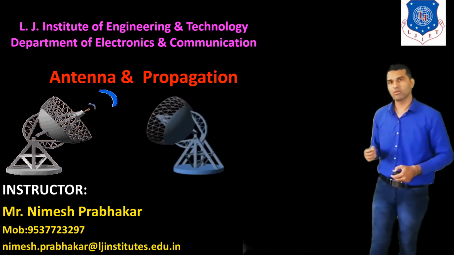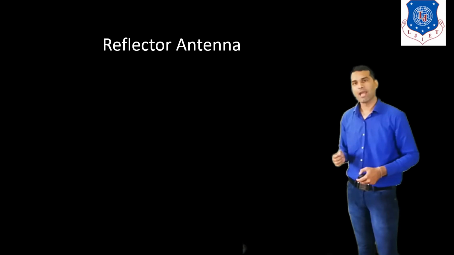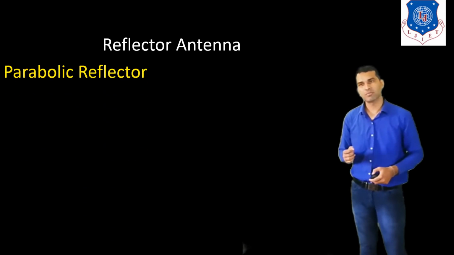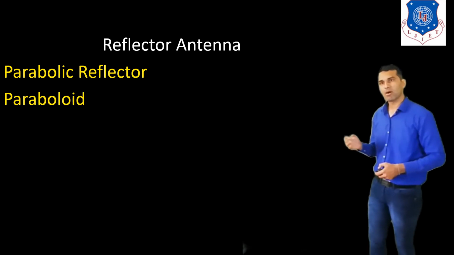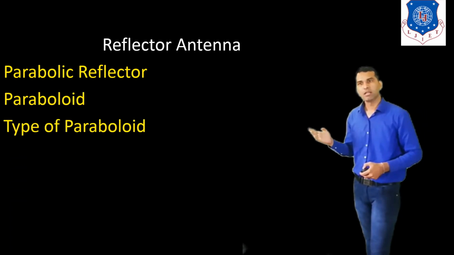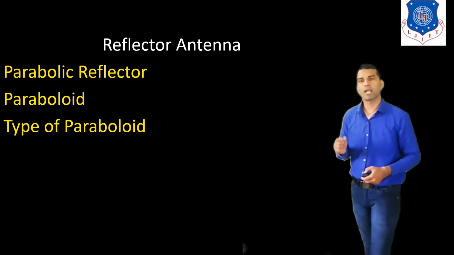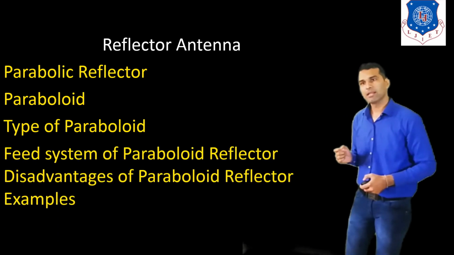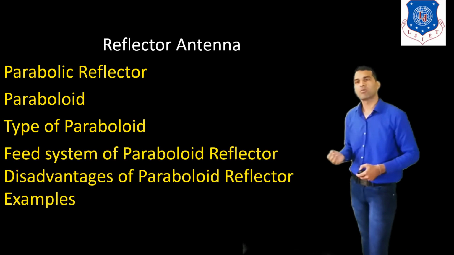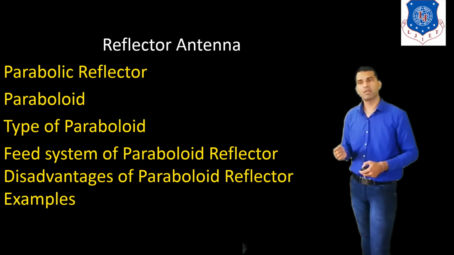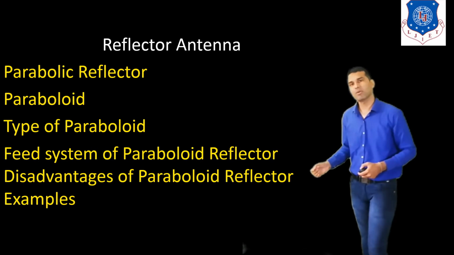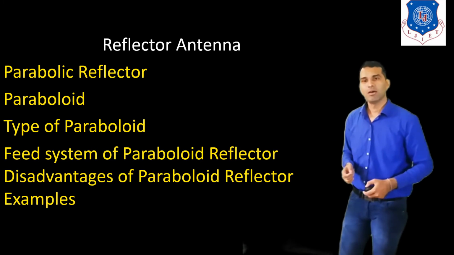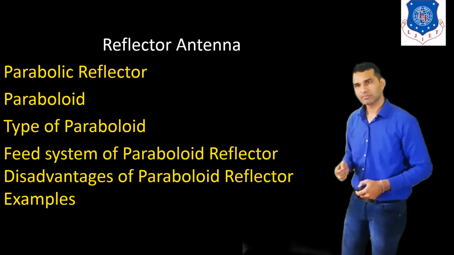Now we continue with reflector antenna. In this lecture we discuss first the parabolic reflector, then the paraboloid, then the types of paraboloid, and last the feed system of the paraboloid reflector, the disadvantages of the parabolic reflector, and we calculate one example of the parabolic reflector antenna.